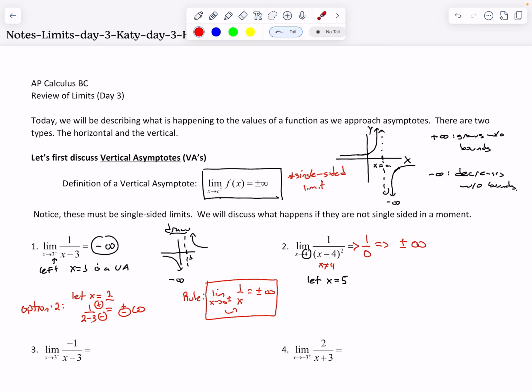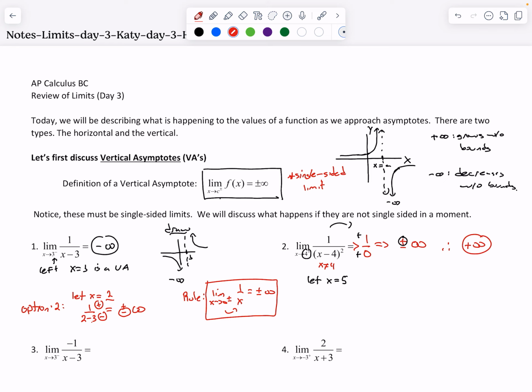If I let x be 5, the bottom becomes 5 minus 1 squared, which is just positive. So the bottom is going to be positive. The top is already a positive 1. So if you notice now we got a positive divided by a positive, which is a positive. Therefore, the limit will be positive infinity.